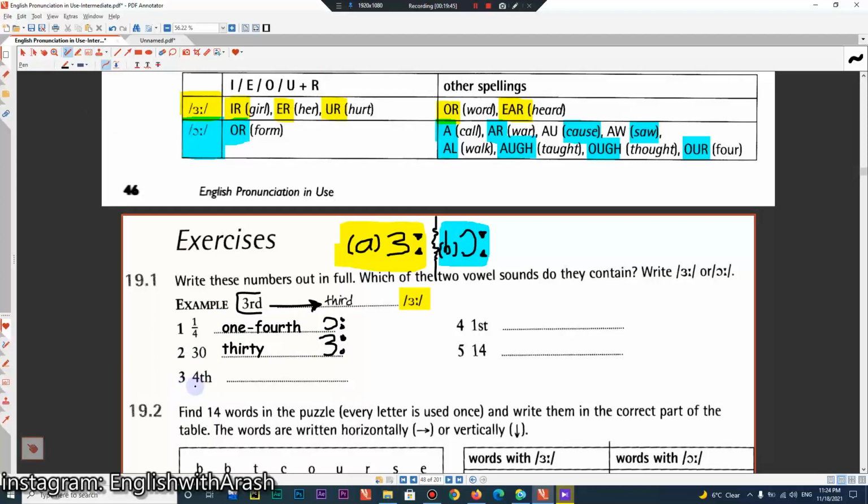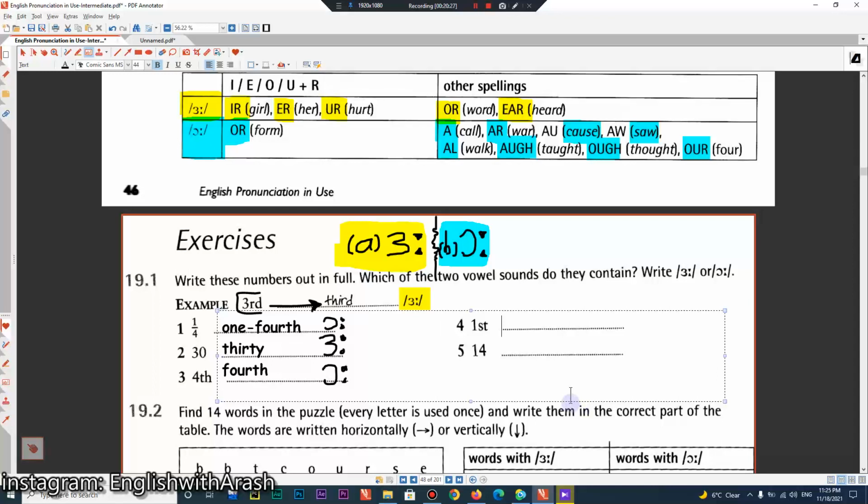Number 3. Number 3 is, what is it? This word. Good Allah. Number 3 is B because it's the O sound. Fourth. Fourth. So let me type it as well. Fourth. Let's go to number 4. What about that? Yes, number 3 is B. Lale, Angel, Wahid, Nahid. Good.